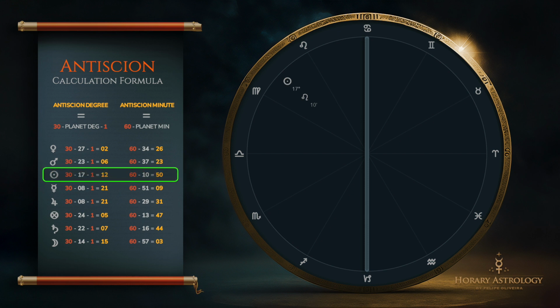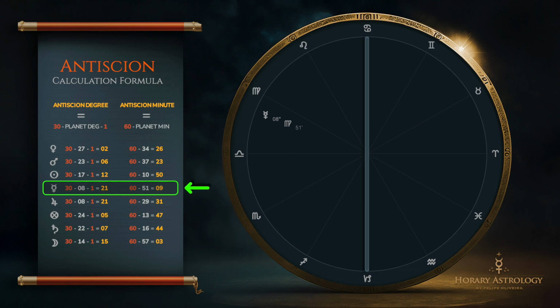The Sun is at 17 degrees and 10 minutes of Leo. 30 minus 17 is 13, minus 1, 12. 60 minus 10 is 50. The Sun's Antiscion is at 12 degrees and 50 minutes of Taurus.